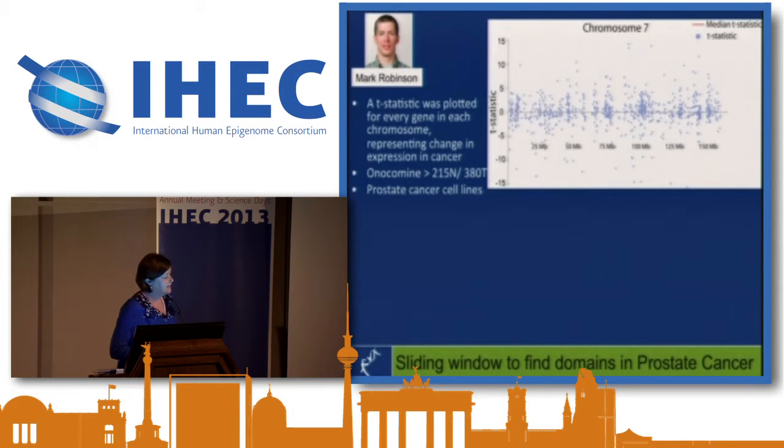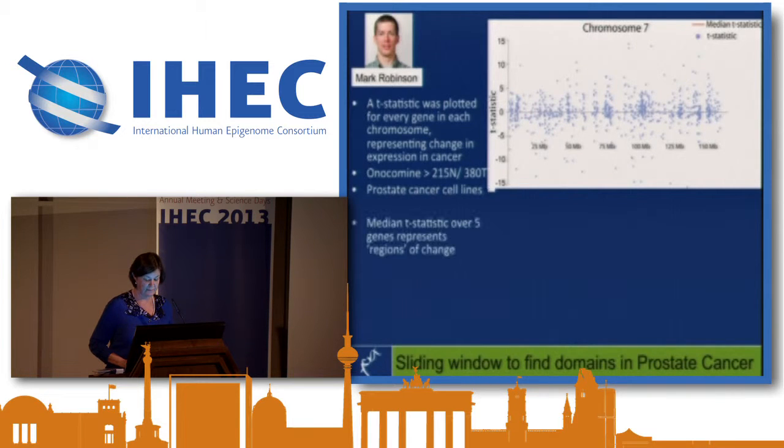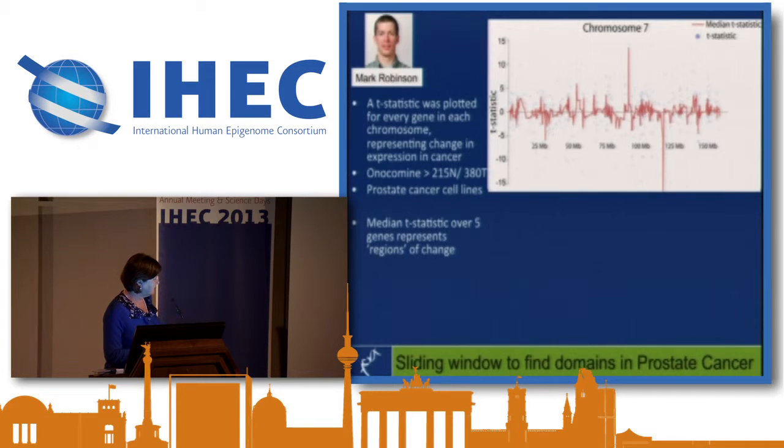So where are these changes? To first of all look at where these epigenetic deregulation domains were in prostate cancer, we took an approach where we first looked for changes of gene expression. And we looked in the public database at the time. In Oncomine, there were 215 normal gene expression profiles and 380 prostate tumour profiles. And we combined this with prostate cancer cell line expression profiles. And Mark Robinson, a statistician in the lab at the time, developed a T-statistics tool to basically do a sliding window walk to look for domains that were commonly deregulated in prostate cancer.